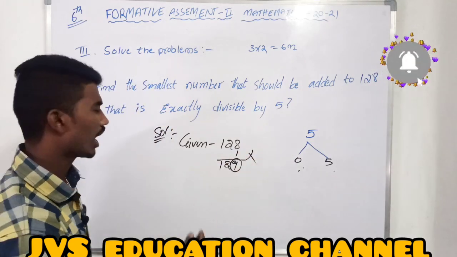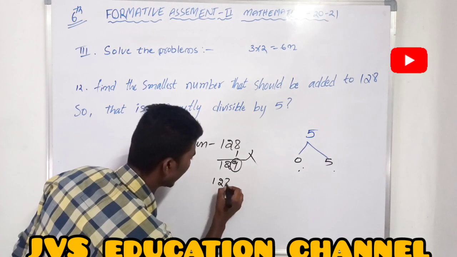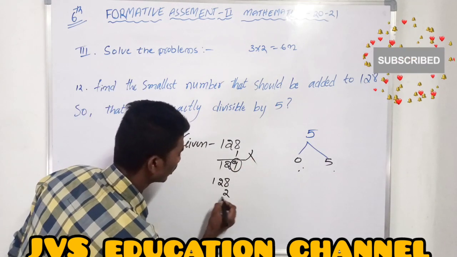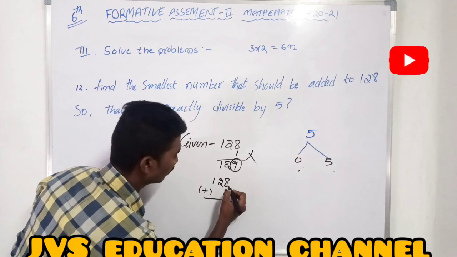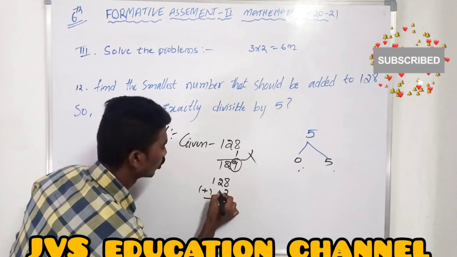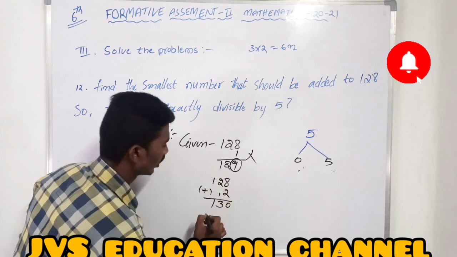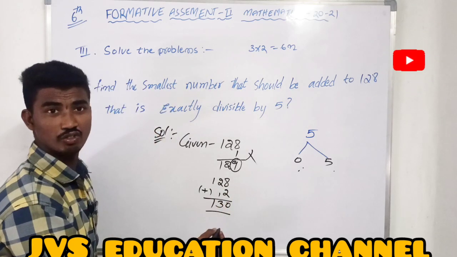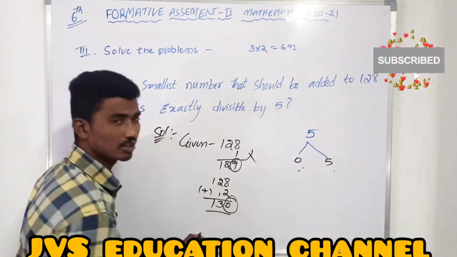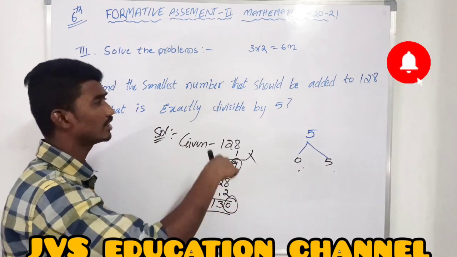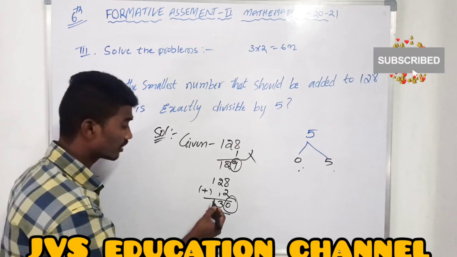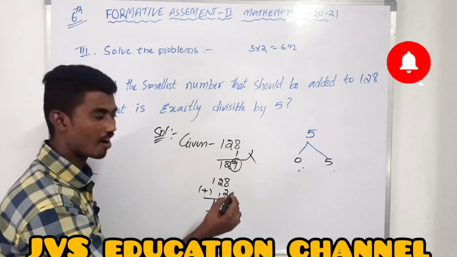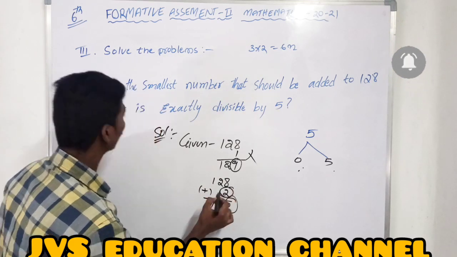Next we take another number, 2. Adding 2 to 128: 8 plus 2 is 10, and 2 plus 1 is 3, so we get 130. Listen, in its ones place we get 0, so the total number is divisible by 5. So the answer is 2, not 130.